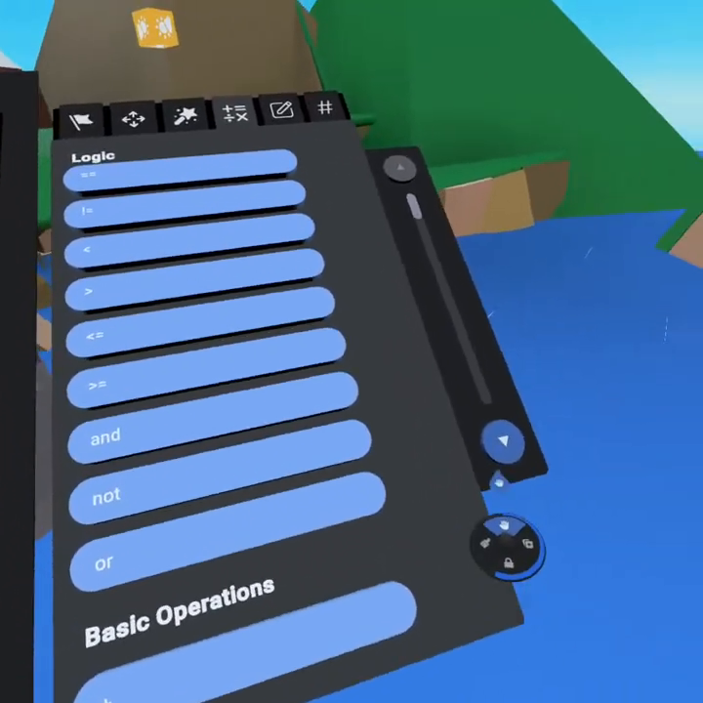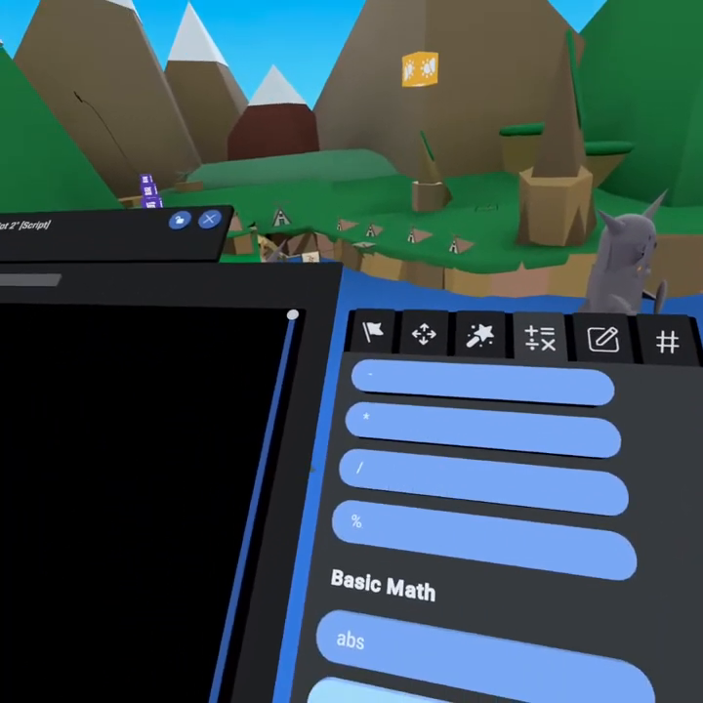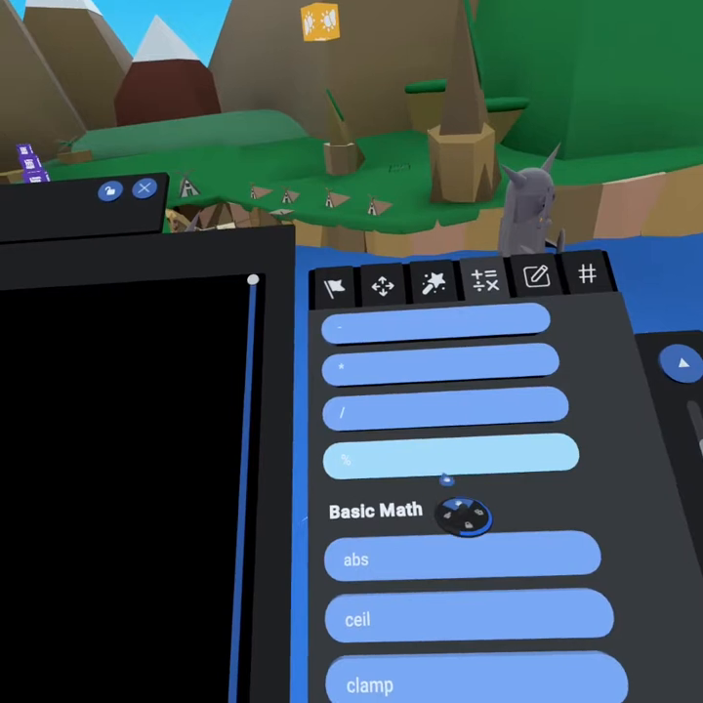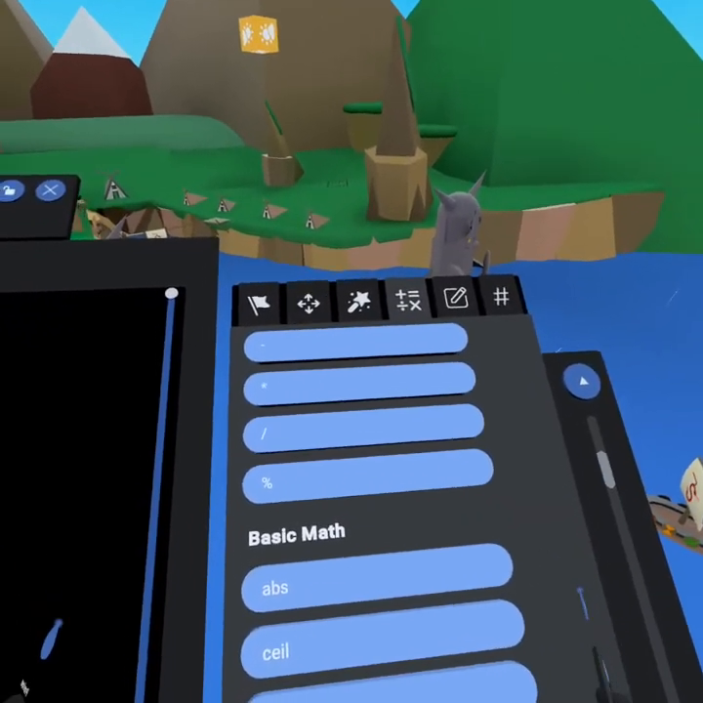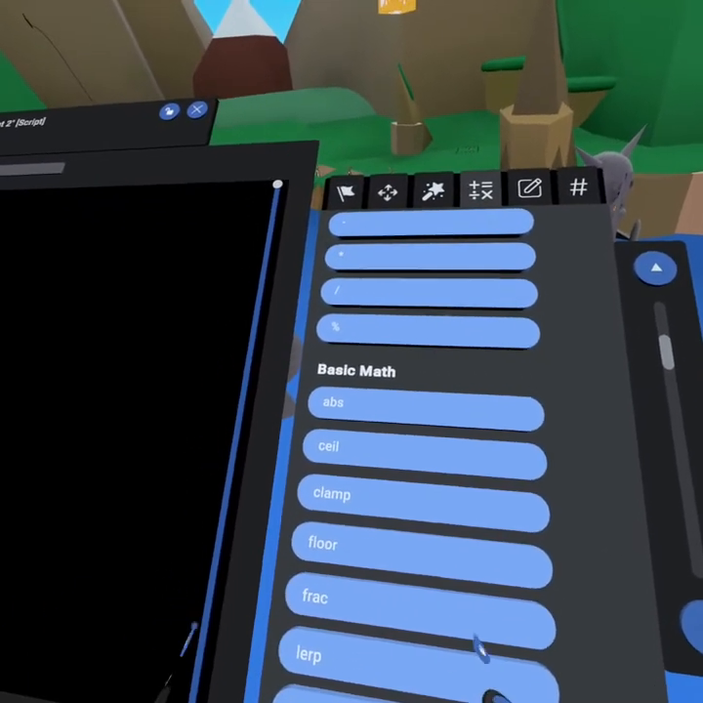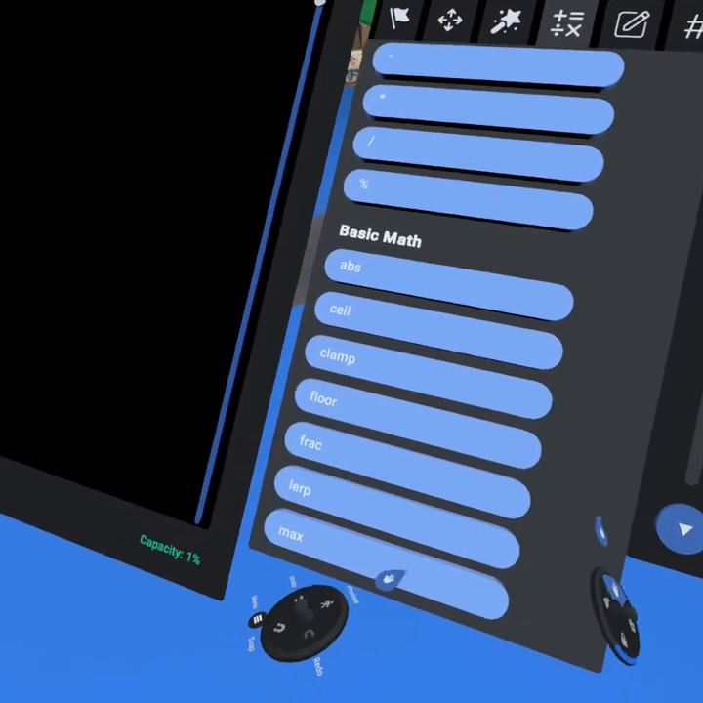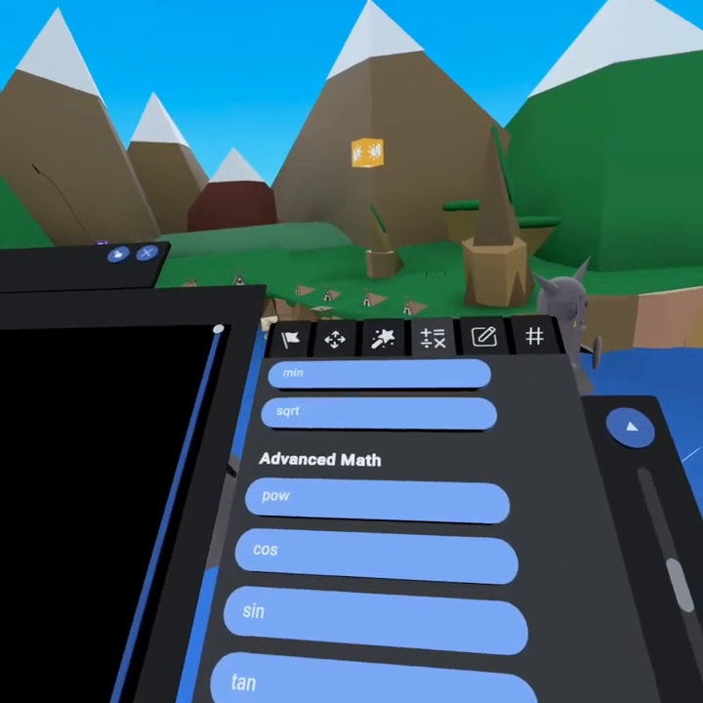Following that, we have basic operations like our plus sign, our minus sign, our multiply, our division, and our percent sign. So these can all be used in your calculations. Following that, we have basic math. So we have ABS, ceiling, clamp, floor, fraction, lerp, max, min, square root.